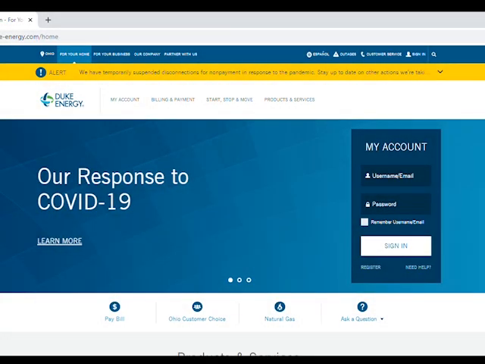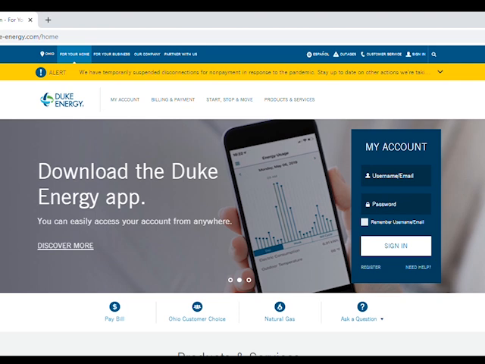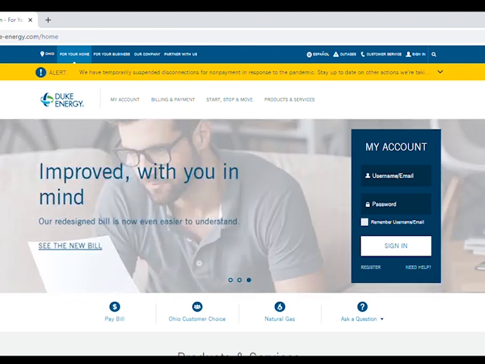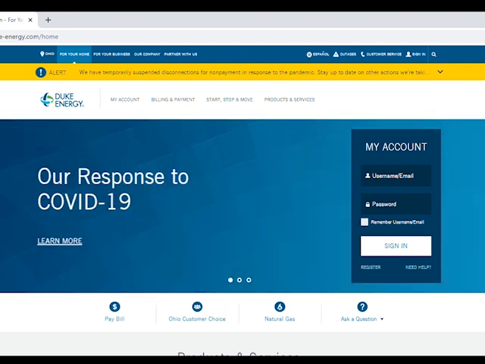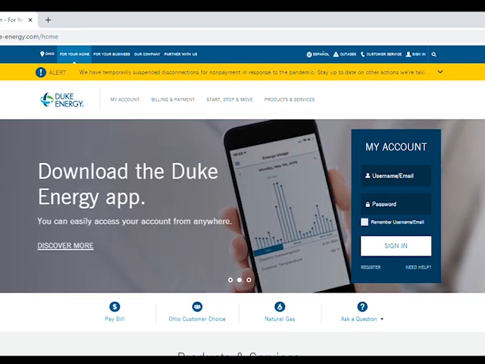You can get to the Duke Energy website by visiting duke-energy.com. If this is the first time you've visited the website, then you're going to need to pick the state where you live. In the upper left-hand corner, you can see where it says Ohio. That may say select state if you haven't been to the website before. Make sure it says Ohio before you proceed.